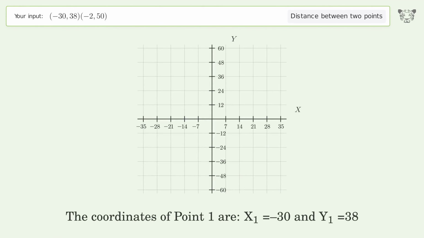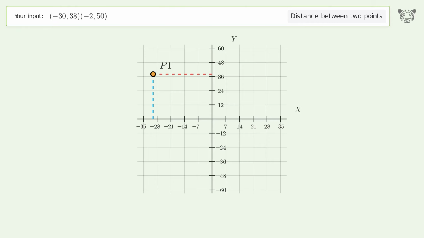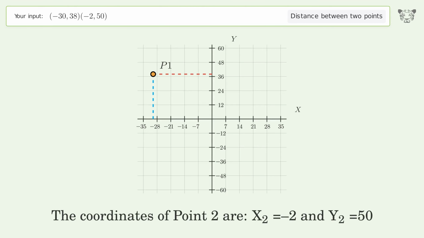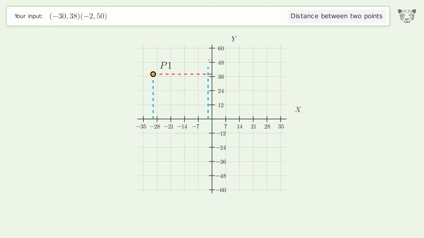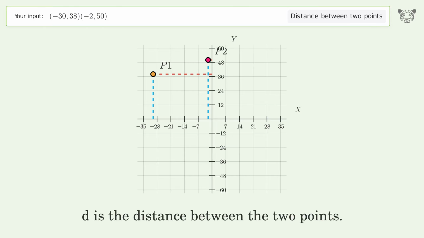The coordinates of point 1 are x1 equals -30 and y1 equals 38. The coordinates of point 2 are x2 equals -2 and y2 equals 50. D is the distance between the 2 points.